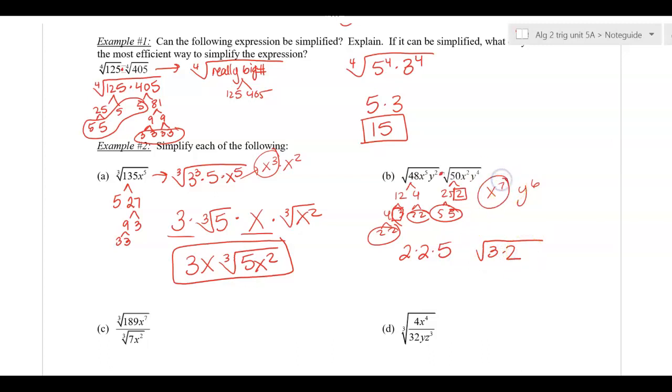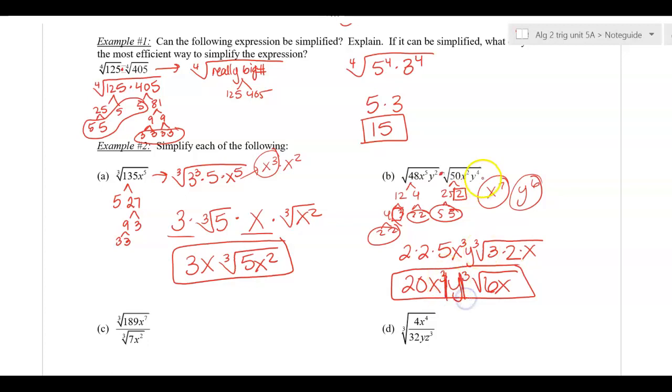And then x to the 7th means it has 3 sets of x squared in it, which I can bring out, and then 1 extra x. And y to the 6th has 3 sets of y squared. So then I have 20x cubed y cubed times the square root of 6x. And in this case, we'd want absolute values around something like the y, because notice in each of the original problem's radicals, it was guaranteed to be positive, yet once we simplified it, it was not guaranteed to be positive. X was never guaranteed to be positive because something had an odd power there, so I don't have to worry as much about the x.